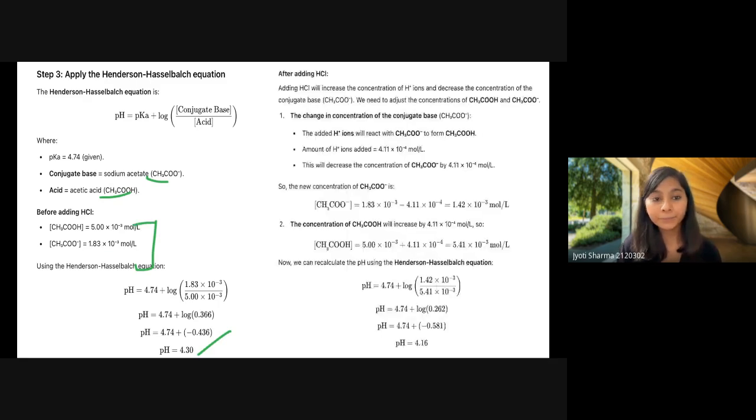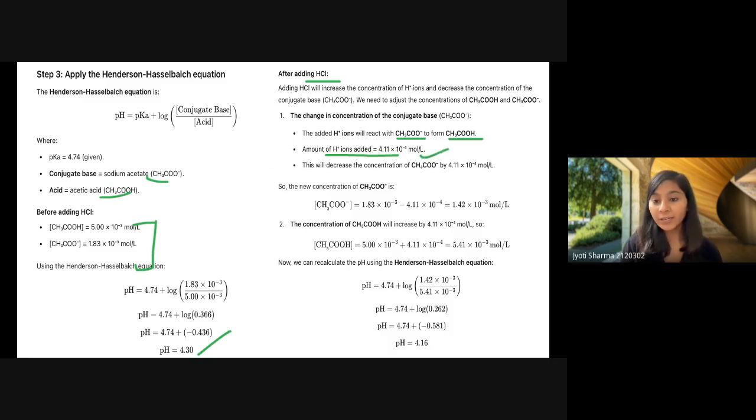So first we calculated the pH of the buffer solution, and this buffer solution pH is 4.30 based on the acetic acid, sodium acetate, and their concentration. Based on that concentration we calculated. But the extra concept here was that we were adding HCl. So this HCl will react with CH3COO minus, which will form the acetic acid. The amount of H plus ion added we already have calculated.